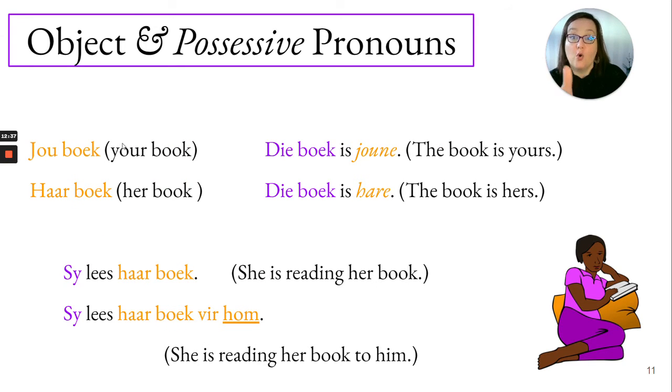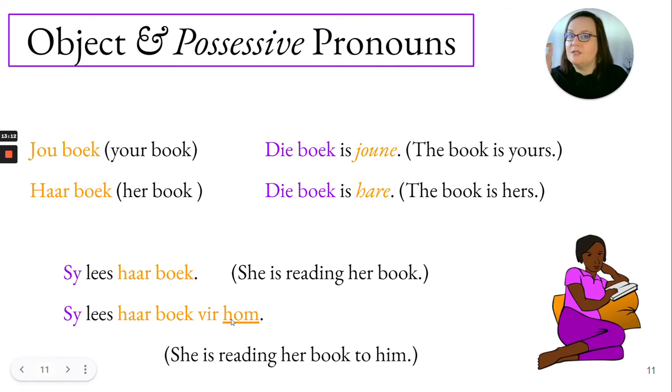Jou boek, your book, haar boek, her book. Die boek is joune, the book is yours. Die boek is hare, the book is hers. You have your object pronoun compared to the possessive pronoun. Sy lees haar boek. Sy as a subject pronoun means she. Sy lees haar boek. Sy lees haar boek vir hom. So she is reading her book to him. So you wouldn't use hy at the end here because hy would be a subject pronoun.